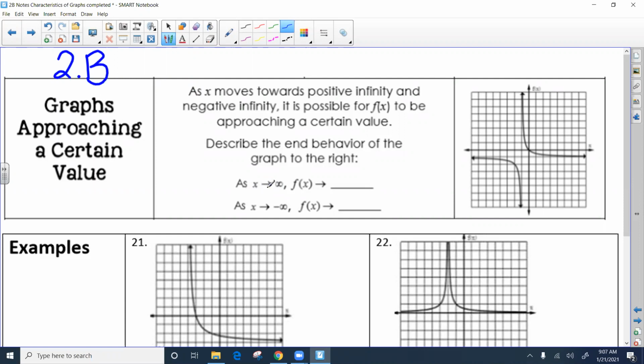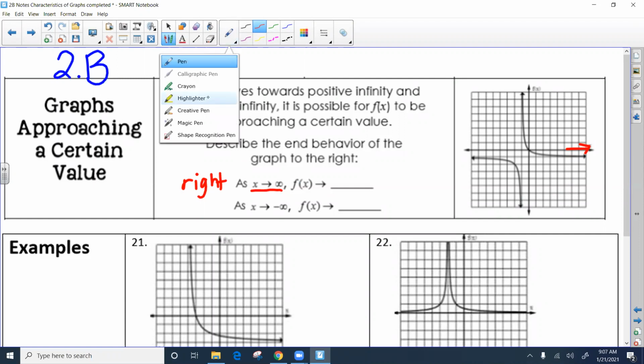This says as x approaches infinity. So you do have to pay attention to the way it's written. This is saying the right end, because it's x approaching infinity. So as we go towards the right, we want to know what's happening to the outputs. So let's look at the right end of the graph.